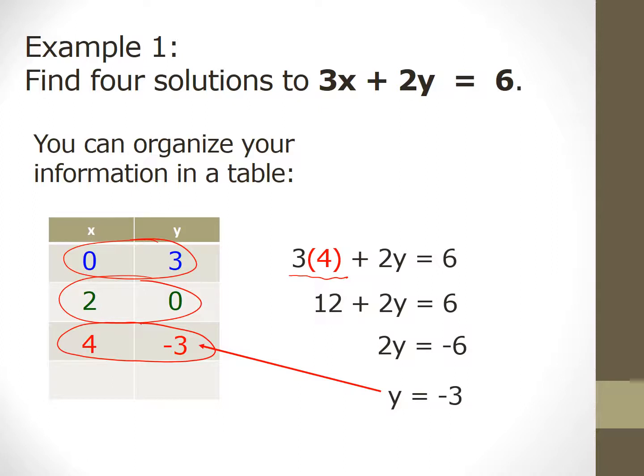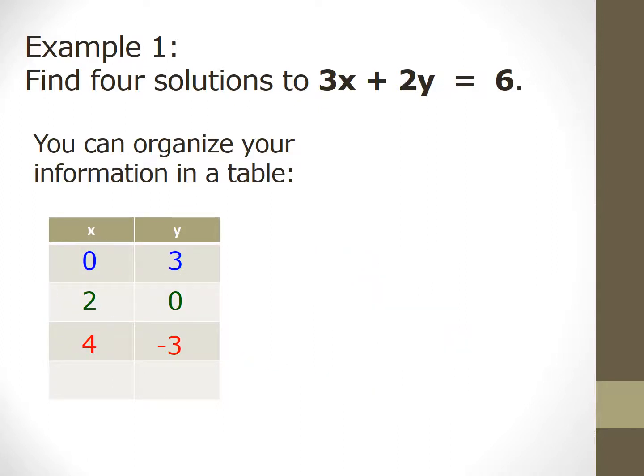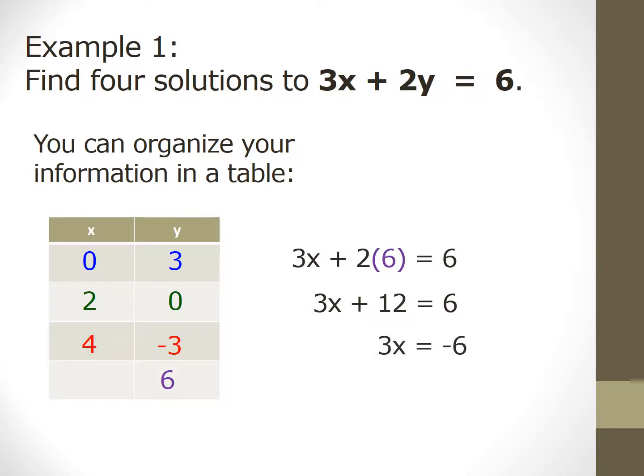Let's do one more. So the last one now, we're going to say, okay, what if y is 6? Well, if y is 6, we go up to the original equation and put 6 in for y. Of course, 2 times 6 gives us 12. So we have 3x plus 12 equals 6. And again, we're left to solve for the x value. We do that by subtracting 12, dividing by 3, and we get that x equals -2. And of course, that's the x value that goes into our table and gets joined together with the 6. So we would say that this is our ordered pair solution.